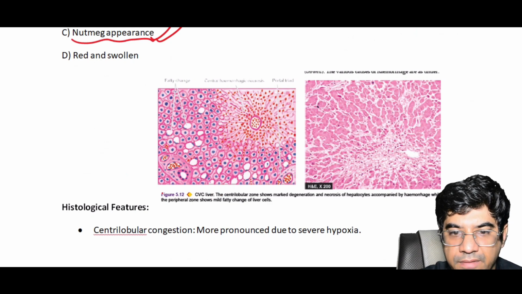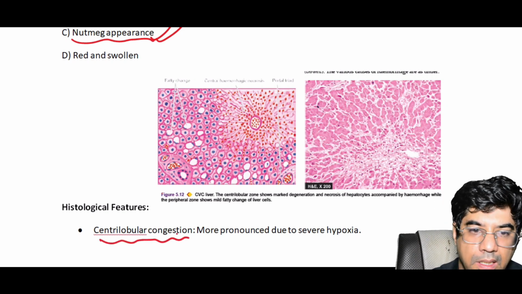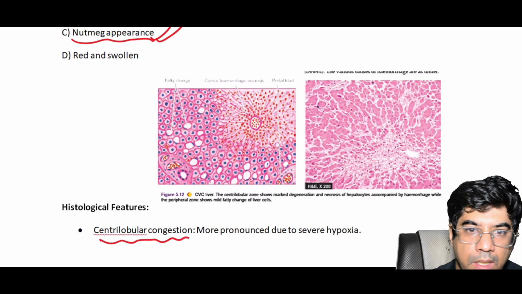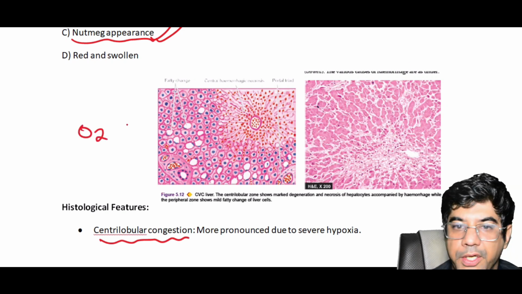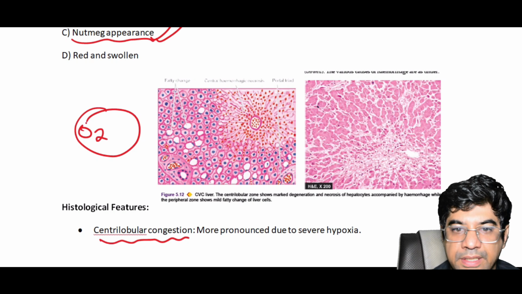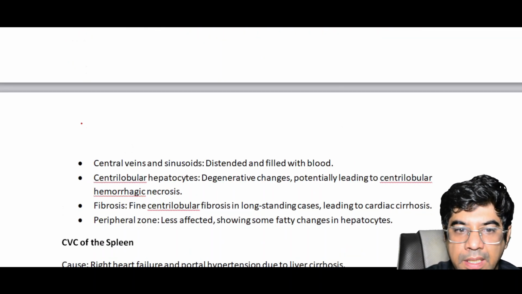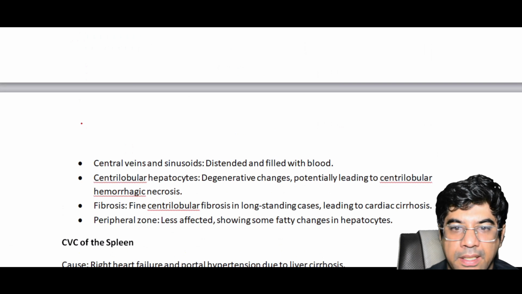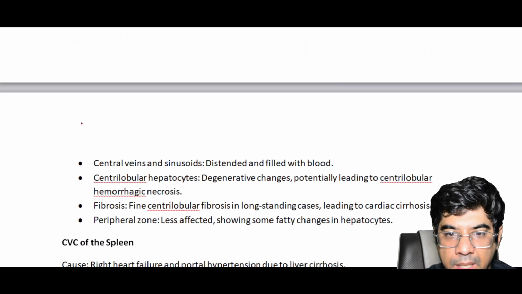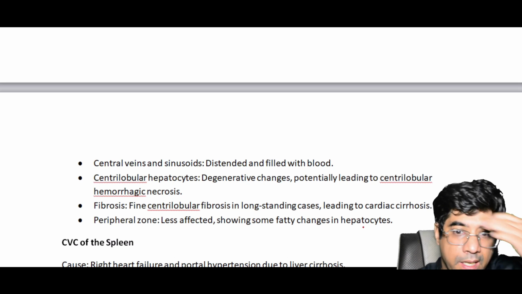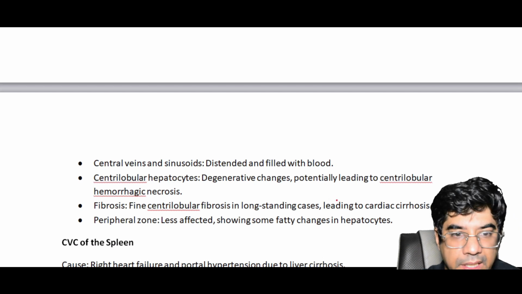Now the histological feature: you will see it most pronounced in the central area of the lobule, where you would see centrilobular congestion due to lack of oxygen from the reduced blood flow. Apart from that, you will see the central veins are distended. The veins and tiny blood vessels in the central lobular area are swollen and filled with blood due to backup from the congested vein.